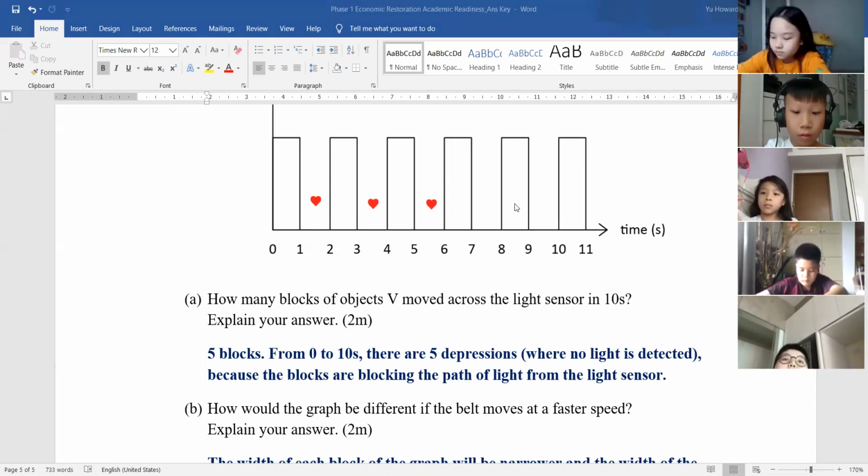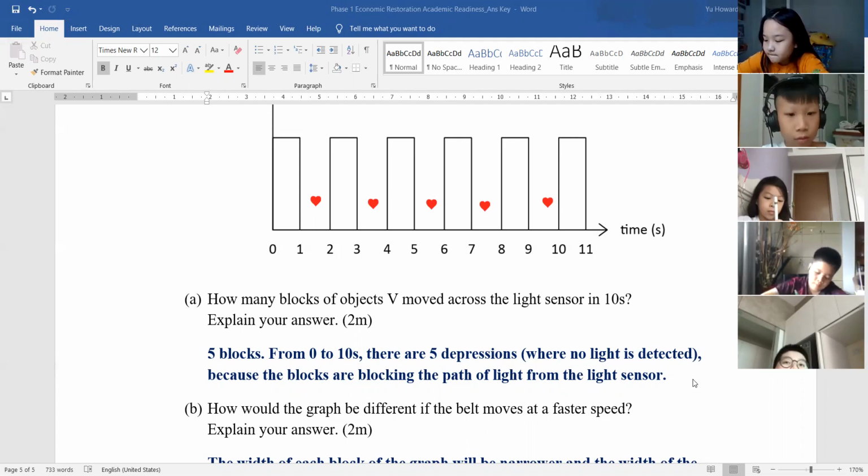You know what depression means? Like a hole. Okay, this is called depression. So you learn a new word, depression. There are 5 depressions where no light is detected.